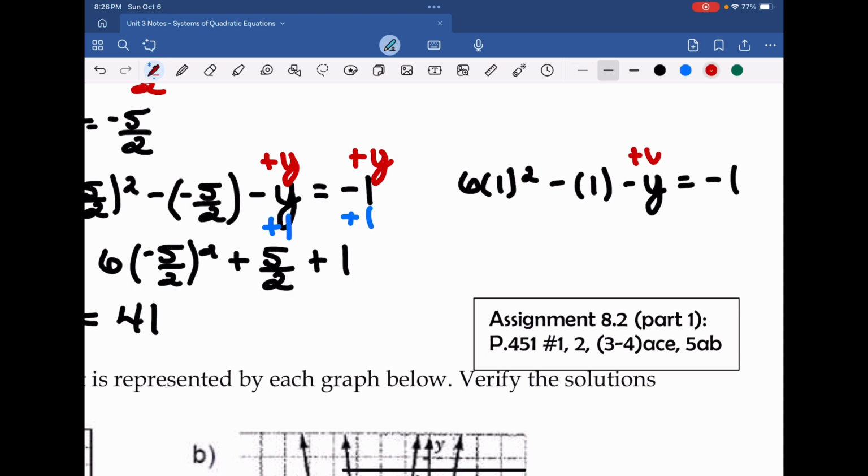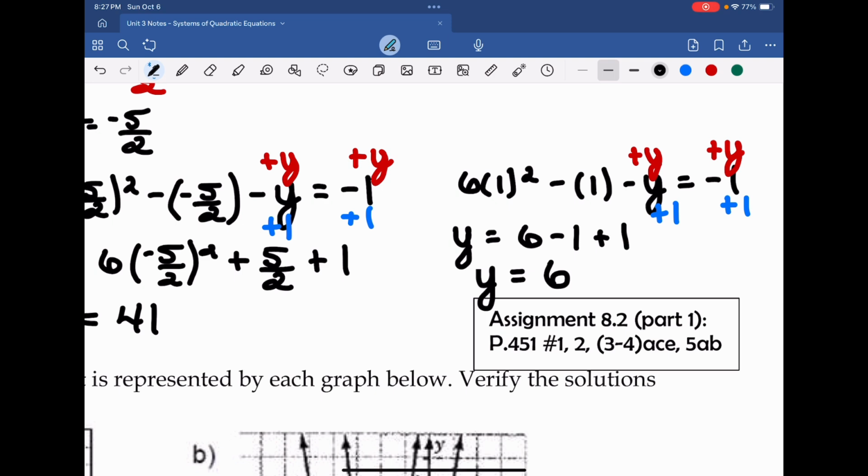I'm going to swap those just like I did before, so plus y and plus y. I'm going to add 1 to both sides, like so. This is going to give me y is equal to 6 times 1 squared. This is just 6 minus 1 plus 1. We get a y value, which is equal to 5 plus 1, which is 6.